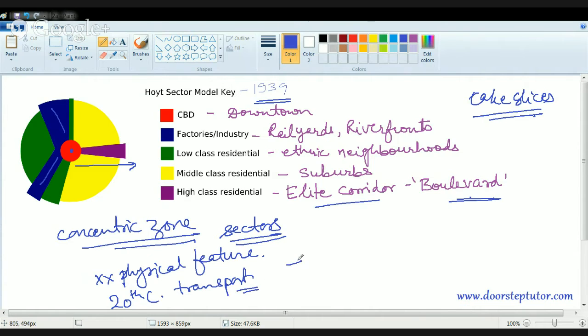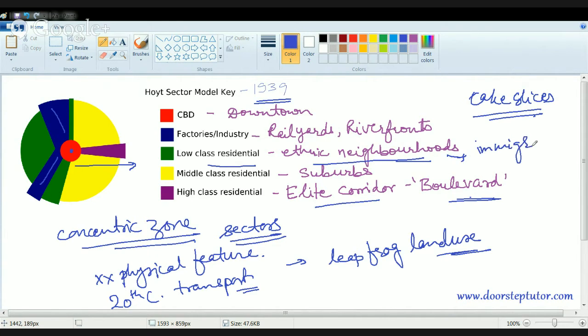But it again does not consider that growth is limited by leapfrog development. So you have a leapfrog land use pattern, and that limits the growth of the city. And finally, it talks about the low-class residential or the ethnic neighborhood, which is an immigrant population. And that is again not true, because we cannot say that you are segregating an ethnic group here. So these were some of the limitations of Hoyt's model.